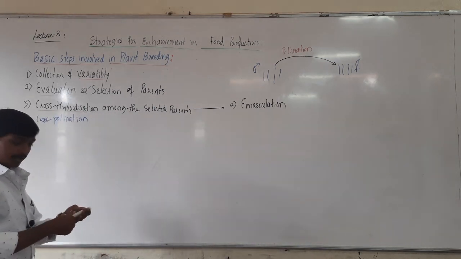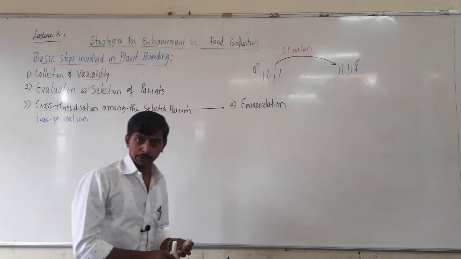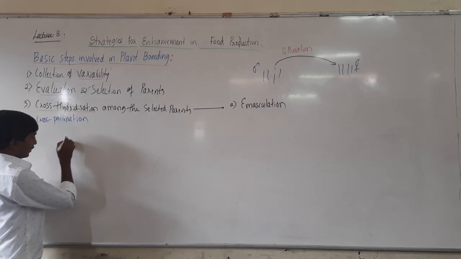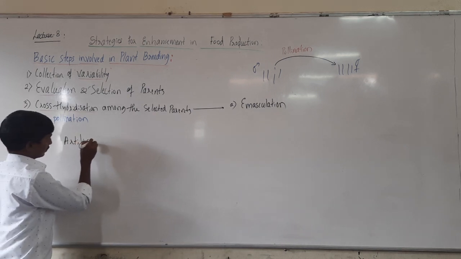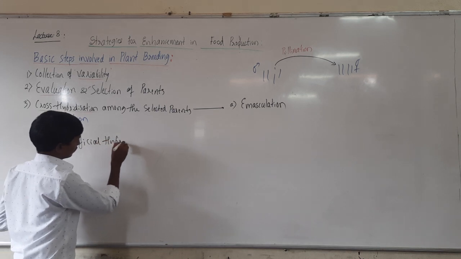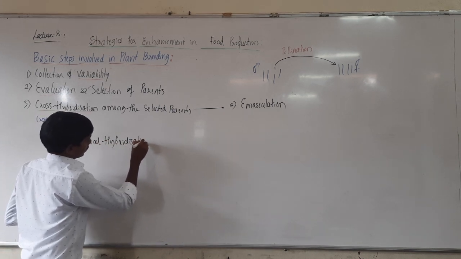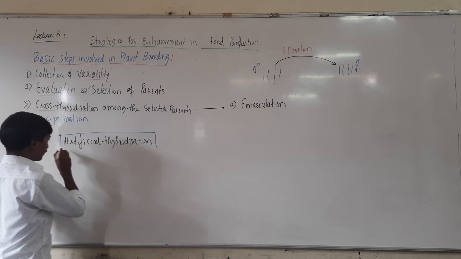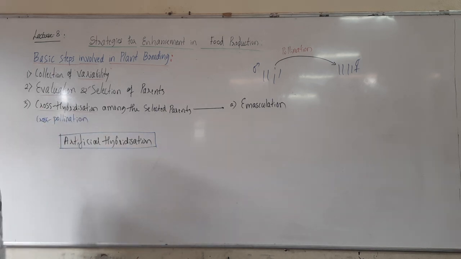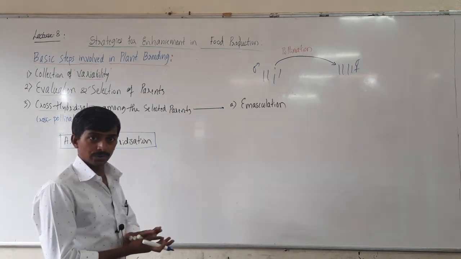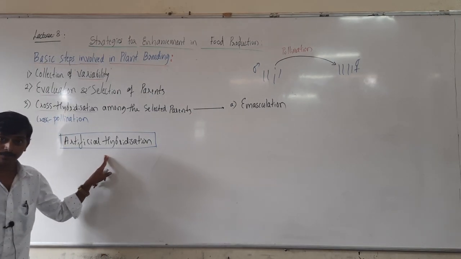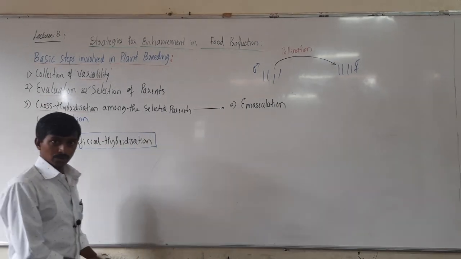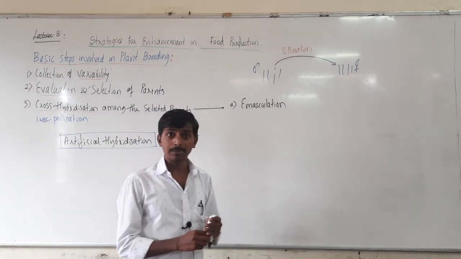Hope you remember in the second chapter, sexual reproduction in flowering plants, there is a topic called artificial hybridization. Once you recall this from the second chapter, the same steps you followed there are done here. So here the first step is emasculation.